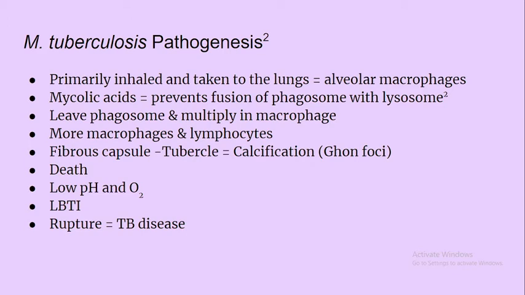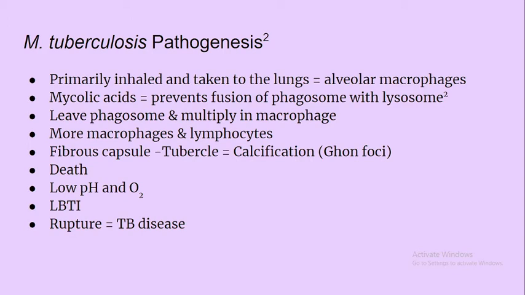So the pathogenesis of M. tuberculosis: it's primarily inhaled and taken into the lungs, into your alveoli, and your alveolar macrophages basically take up the M. tuberculosis. And usually the phagosome fuses with the lysosome in order to kill whatever is in the macrophages, but mycolic acids of M. tuberculosis basically prevent this fusion from happening. And so eventually the M. tuberculosis leaves the phagosome and it's multiplied in the macrophage.